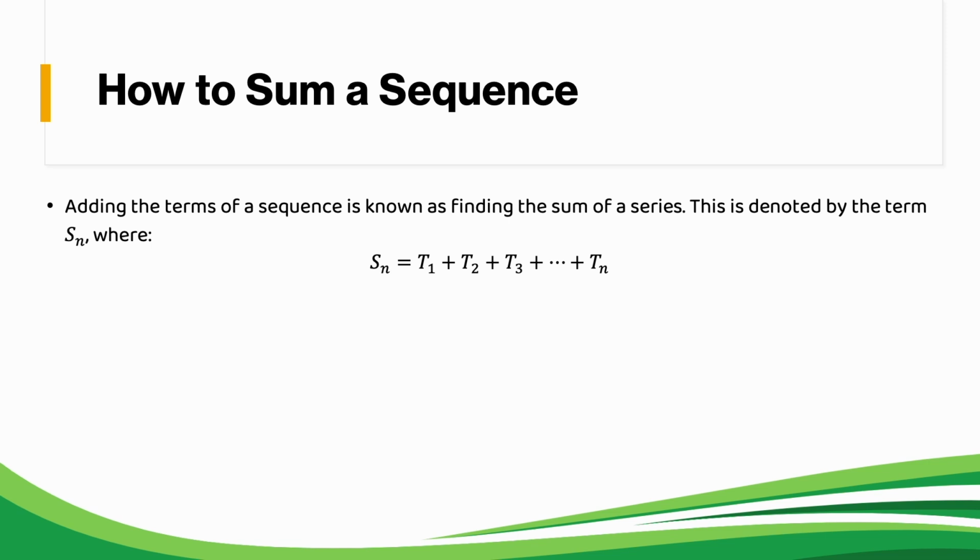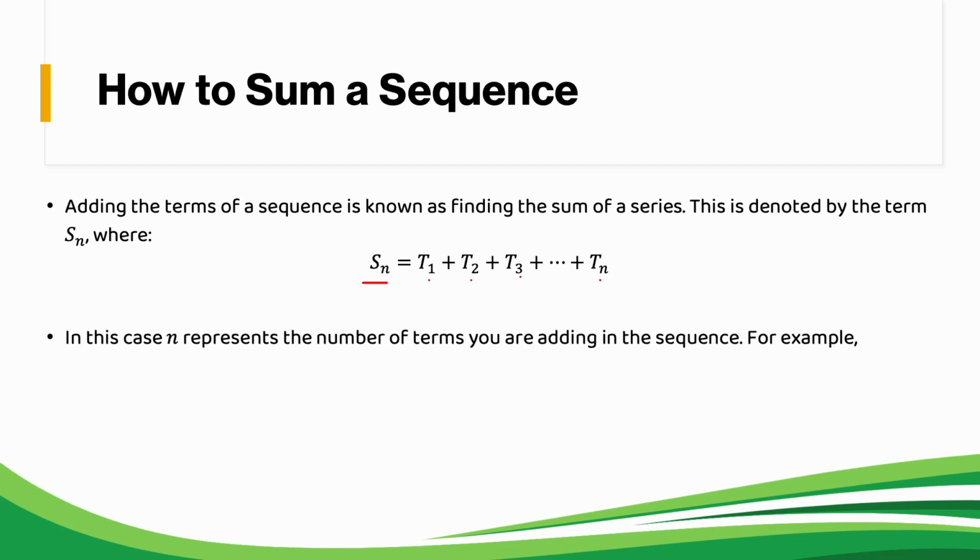Adding the terms of a sequence is known as finding the sum of a series. This is denoted by the term Sn. To sum a sequence, we must first identify a few of its terms. This is shown here on the example, where Sn equals t1 plus t2 plus t3 all the way to a final term Tn.